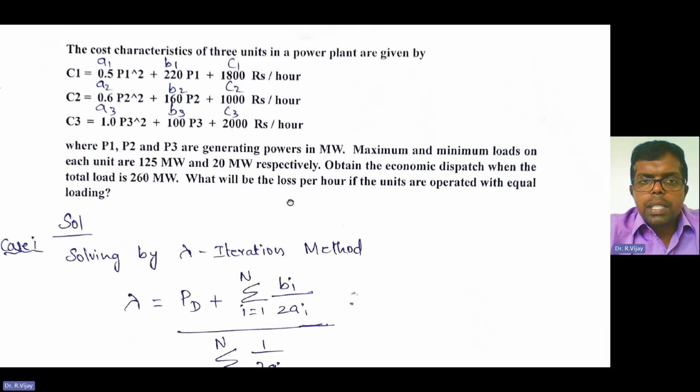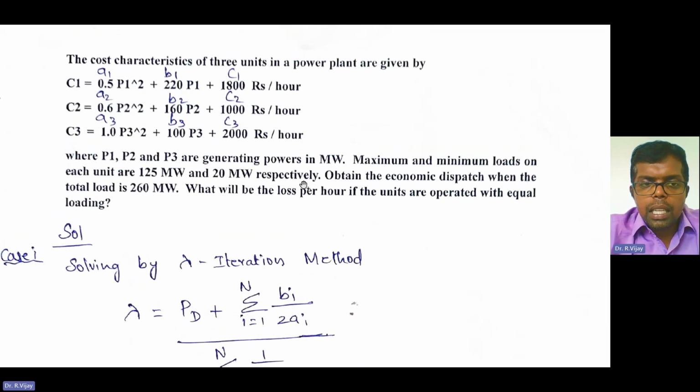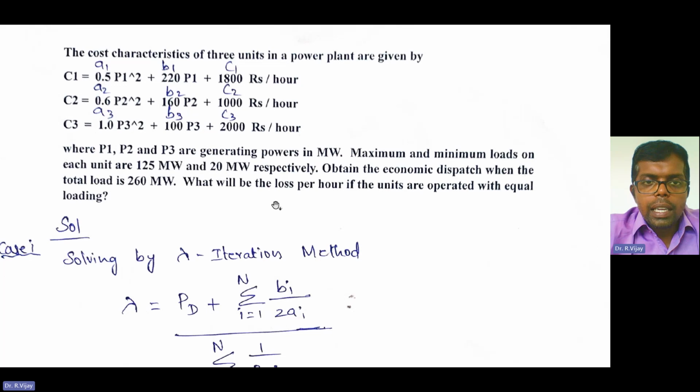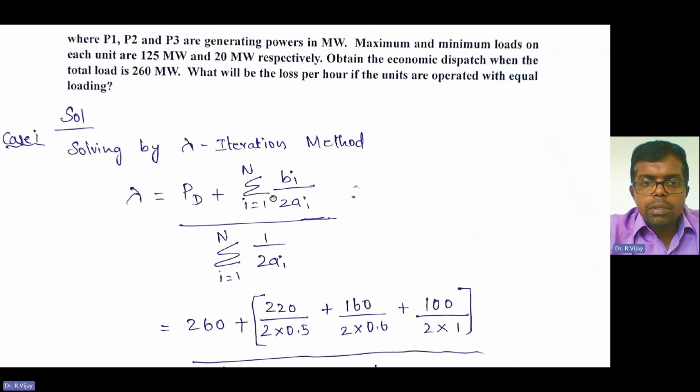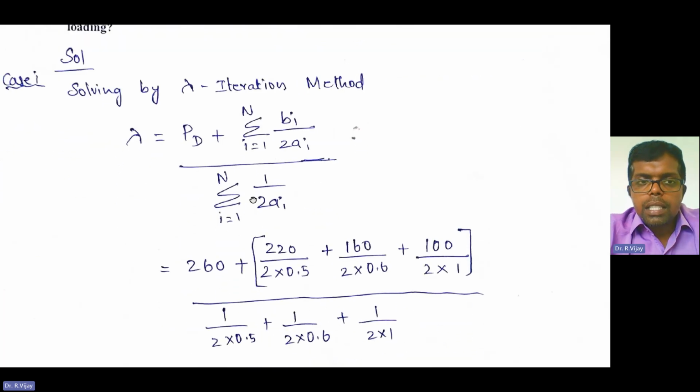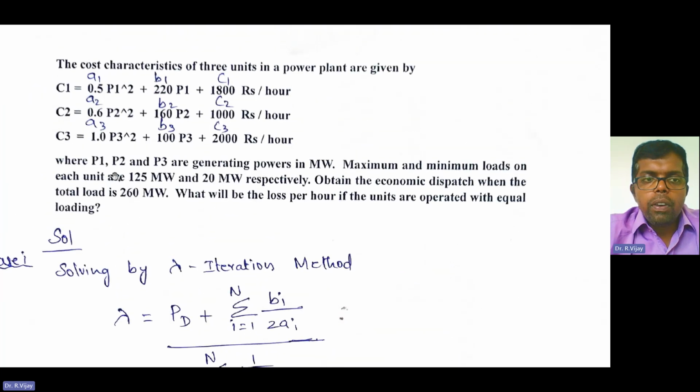So the problem is very simple, but while reading the problem, it seems to be confusing. But loss per hour they ask. That's all. So for three generating units, I'm solving with the lambda iteration method because it's very simple. The formula for calculating lambda is equal to PD plus summation i = 1 to n of bi divided by 2ai, the whole divided by summation i = 1 to n of 1 divided by 2ai. As I said before, first you need to mark what is A1, B1, C1, A2, B2, C2, A3, B3, C3.